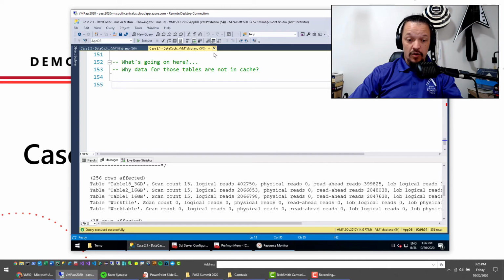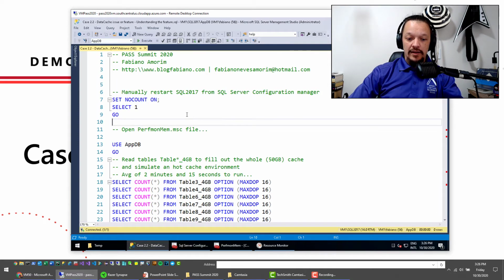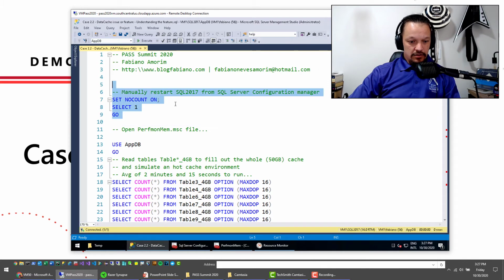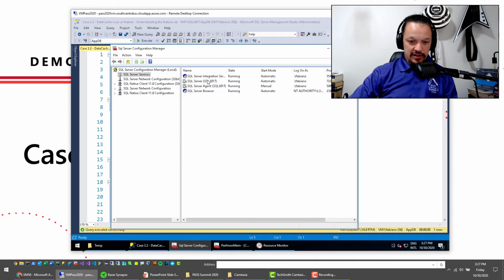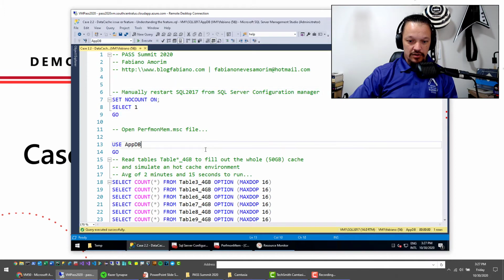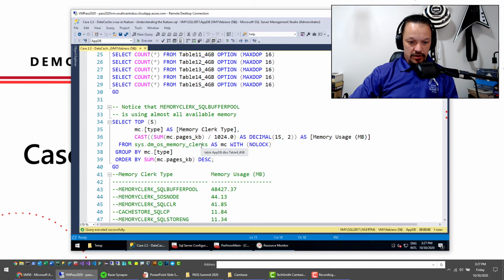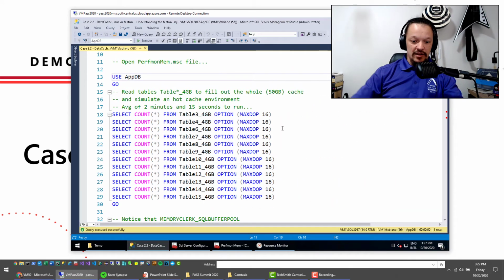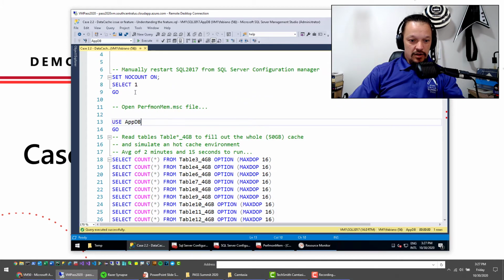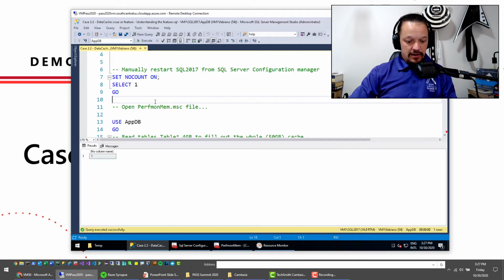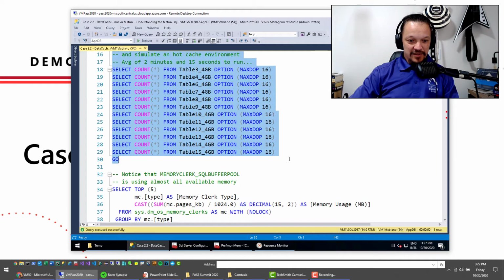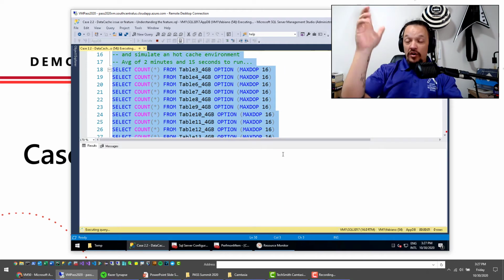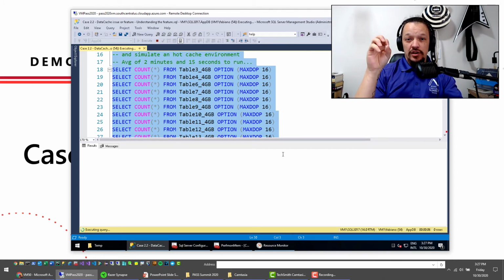So the golden question is, why instead of, let me prepare this again. Restart. Okay. Yep. So the golden question is, give me a second. It's back. I want to leave it running while I'm speaking. All right. So the golden question is, why for the second execution it wasn't doing logical reads?